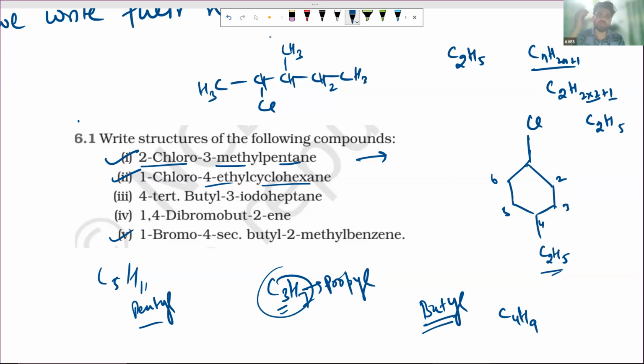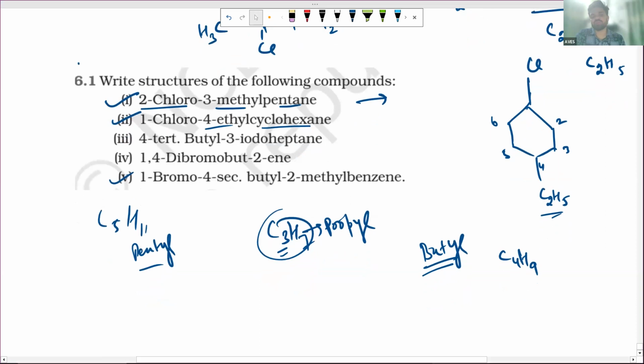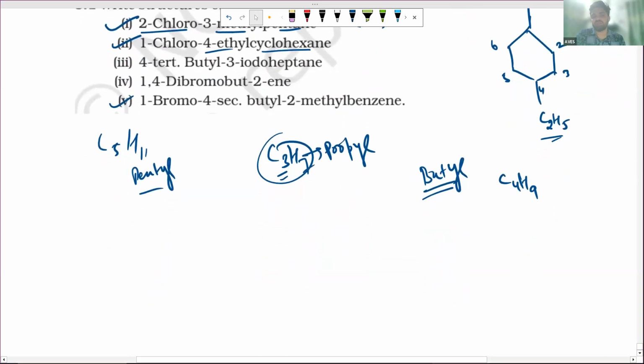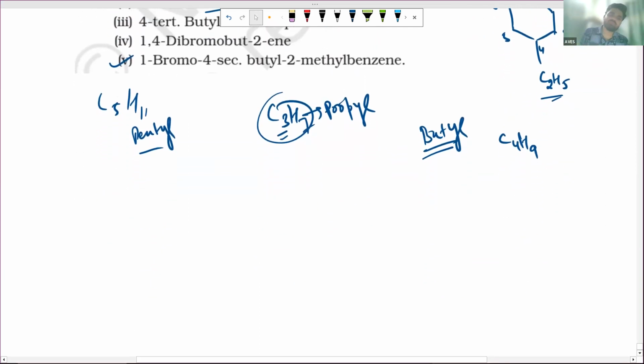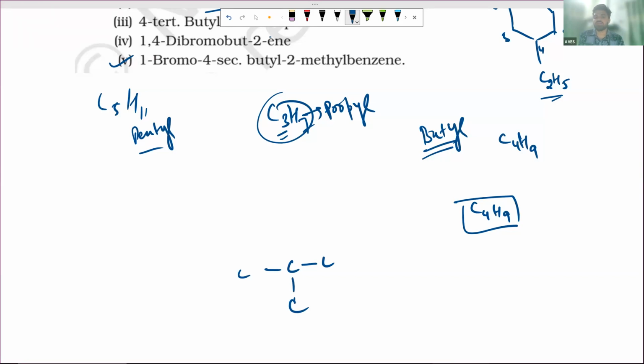Next is tertiary butyl. First of all, I'm going to explain what tertiary butyl is. Butyl means having 4 carbons, C4H9. But tertiary means the carbon is attached with 3 other carbon atoms. So this one is C, 1C here, 1C here, and 1C here. This is tertiary butyl.